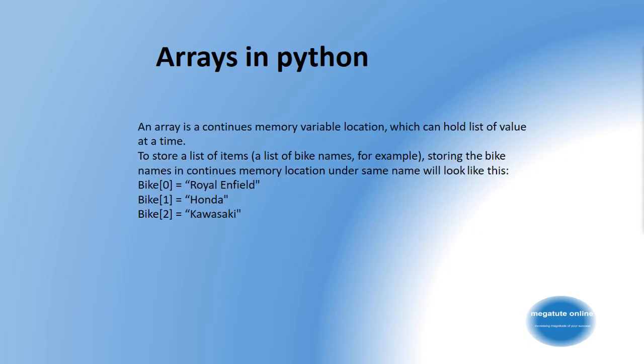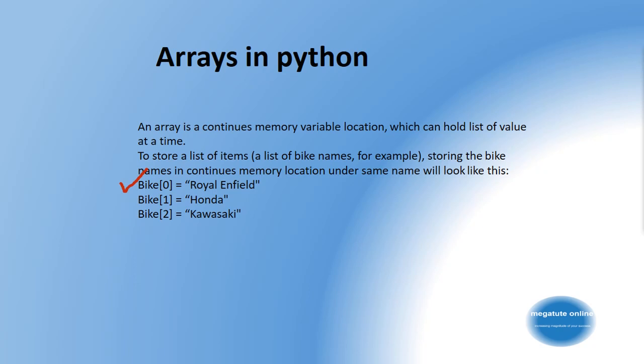Array is a continuous memory location which can hold a list of values at a time. To store a list of items, for example, a list of bike names or car names or fruit names, we can use an array. Wherever we have to store a list of similar kind of items, we can use an array, right? For example, over here we want to store the names of three bikes. So the structure would somewhat look like this as it is shown.